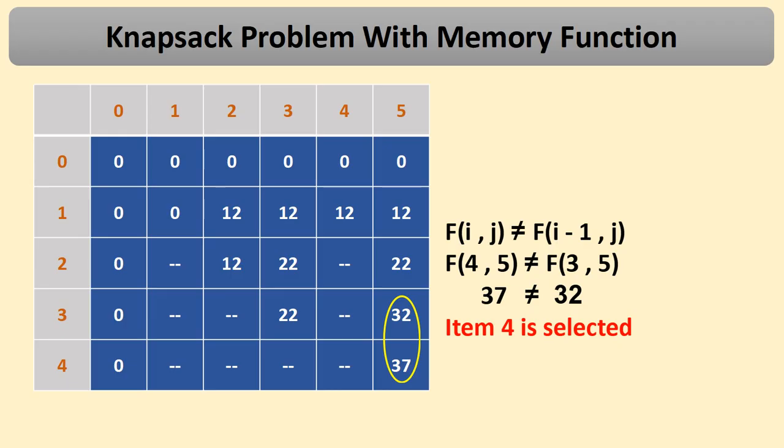So now let us look into the table. The element present in 4 comma 5 is what? 37. The element in 3 comma 5 is 32. Are they equal? No. Since they are not equal, they satisfy the condition. So we can select that item. The item is nothing but the value of i. What is the value of i here? 4. So my conclusion is that item 4 is selected. Now we have to concentrate on the remaining 3 items, because this problem has 4 items in total, and I have chosen the fourth item.